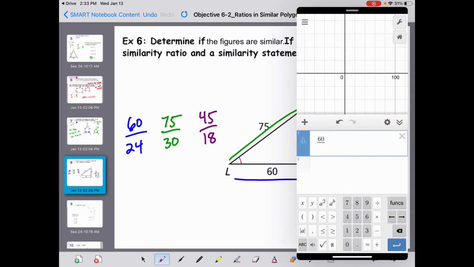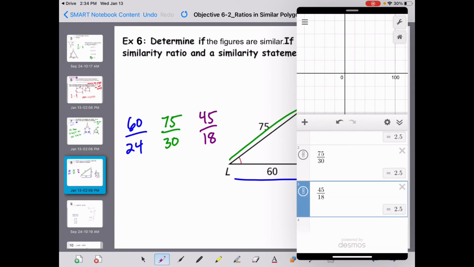60 divided by 24. 75 divided by 30. Oh, so far so good. 45 divided by 18. All right. So I got 2.5 each time, but in order to have a similarity ratio, I have to have a fraction. So I'm going to hit my little button, and I get 5/2.